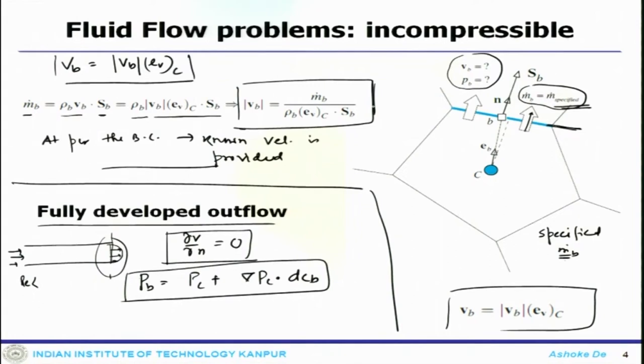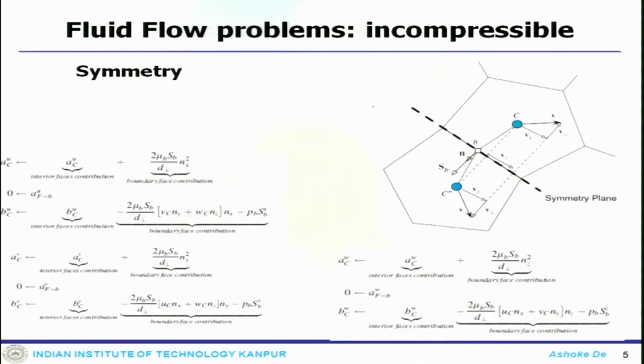Now, one more condition which could be also interesting to look at is the symmetry boundary condition. So, here is the plane of symmetry. You can see this side could be an interior cell and this is a cell which is imaginary, replicating the same interior cell, and the condition at this particular face where the symmetry plane is there is supposed to be symmetry.